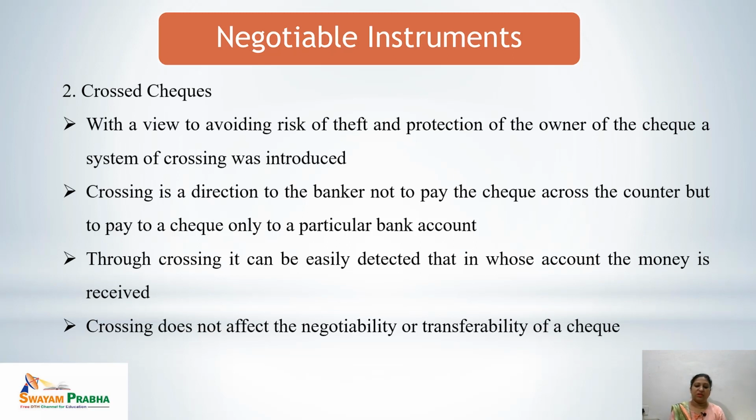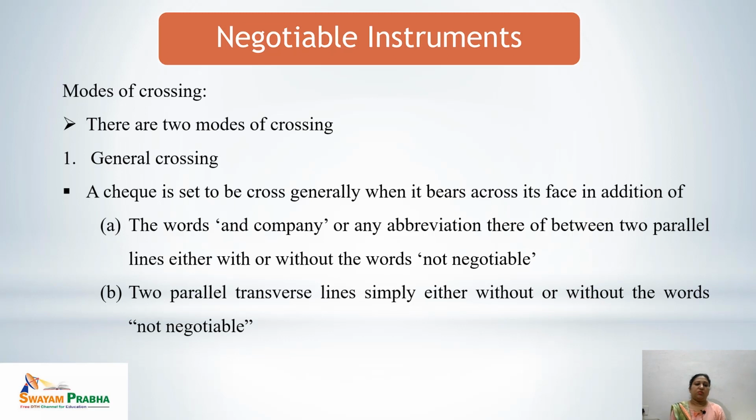It can be easily transferred further. So when we talk about crossing, there are different modes of crossing. There are two modes of crossing. One is a general crossing.